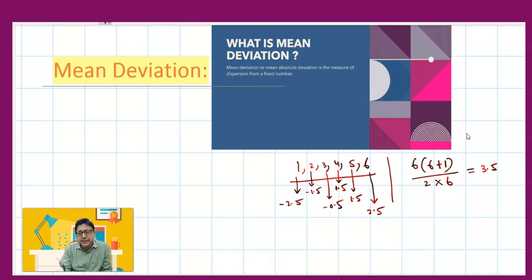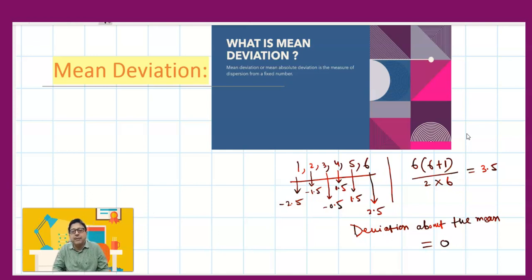So here, if we do not modify these signs, the deviation about the mean is going to be equal to 0. Why? Because the net deviation is 0. So when you calculate the mean deviation about the mean, the sum is equal to 0. So the deviation about the mean is equal to 0.